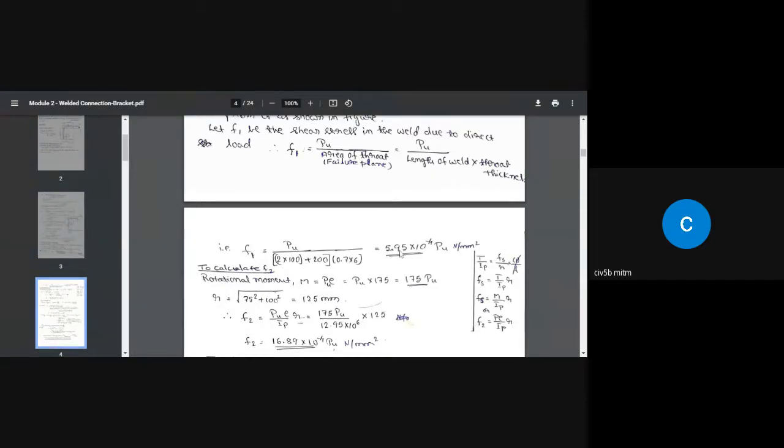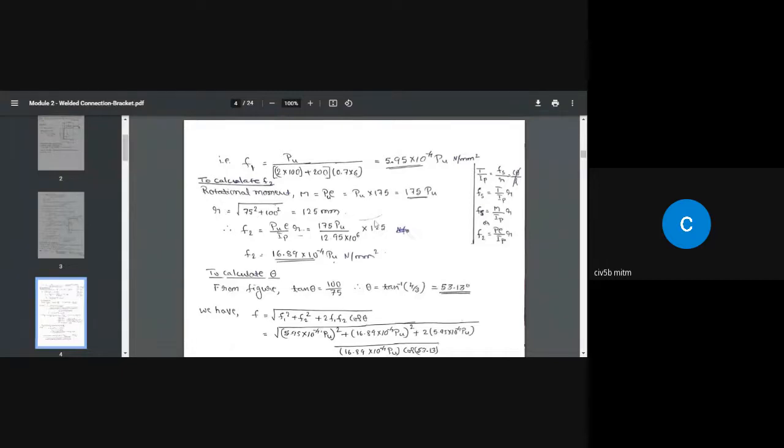Next, coming to calculate the F2 value. We know the rotational moment is Pu multiplied by the eccentricity. The eccentricity we already calculated, along with the centroid and the polar moment of inertia. If you want, you can move below to calculate F2; in the next example I have done it that way. You can do it either way, as I said before. So the rotational torsion moment equals Pu multiplied by E, that is equal to 175 Pu.